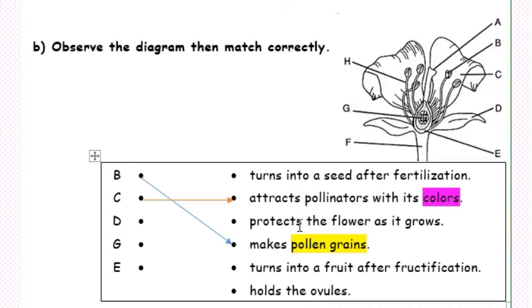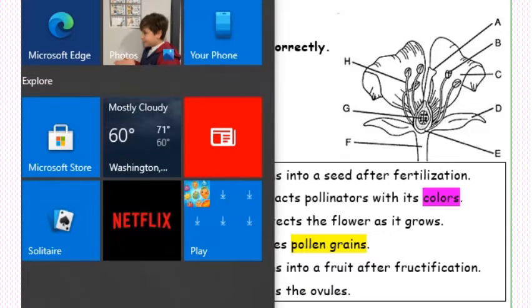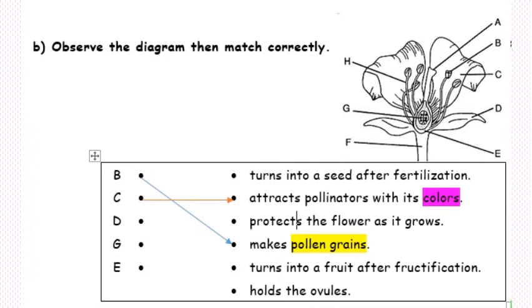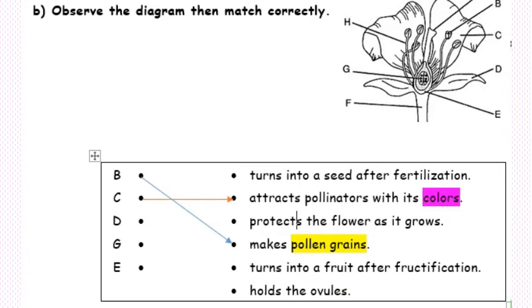D, sepals. So sepals are the leaf-like structures that protect the flower when it's a bud, when it's small and young. So it's the third sentence: protects the flower as it grows.